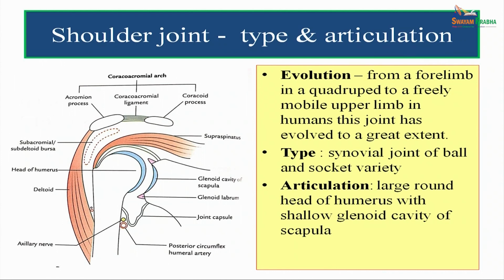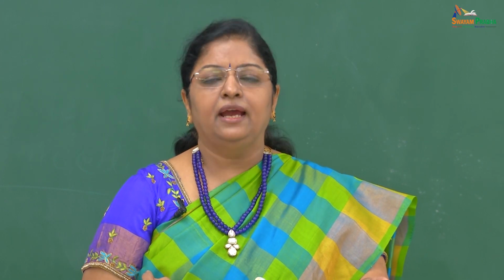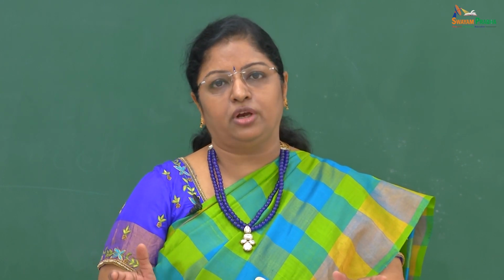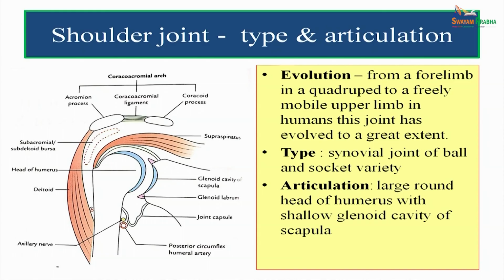Type: it is a synovial joint of the ball and socket variety. It is a synovial joint lined by synovial membrane, covered on the outside by a fibrous capsule, so it is definitely going to be freely mobile. At the same time, there is a ball and a socket involved in the formation of this joint. In the articulation, a large round head of the humerus articulates with the shallow glenoid cavity of the scapula.